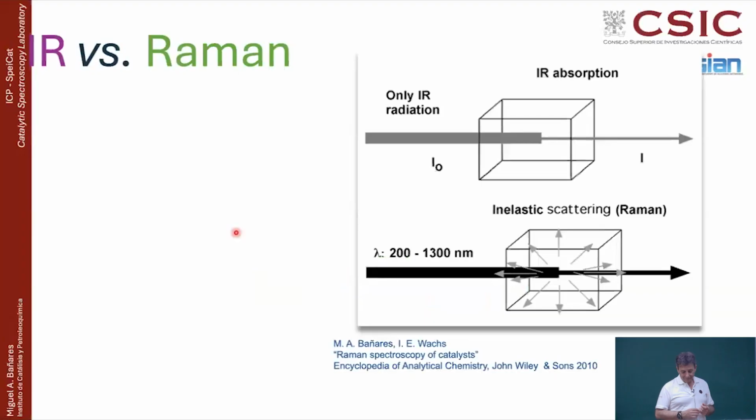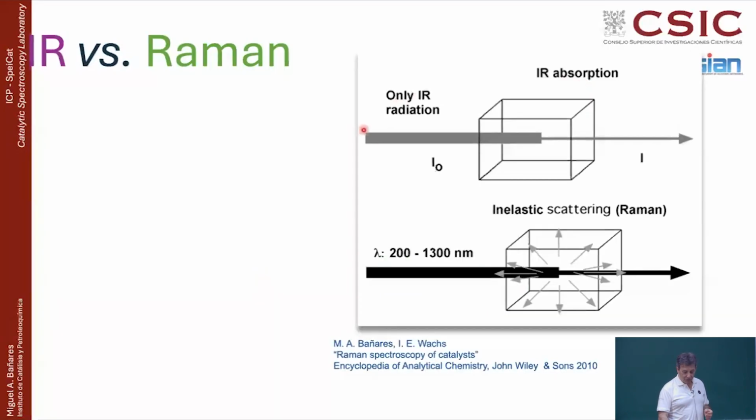Okay, Raman and infrared are connected because the two techniques are looking at transitions between vibrational states. But they observe that, they sense that in very different manners. You already know infrared, and you are getting to know Raman. And the major difference is that in infrared, if you remember, we are always talking about infrared absorption.